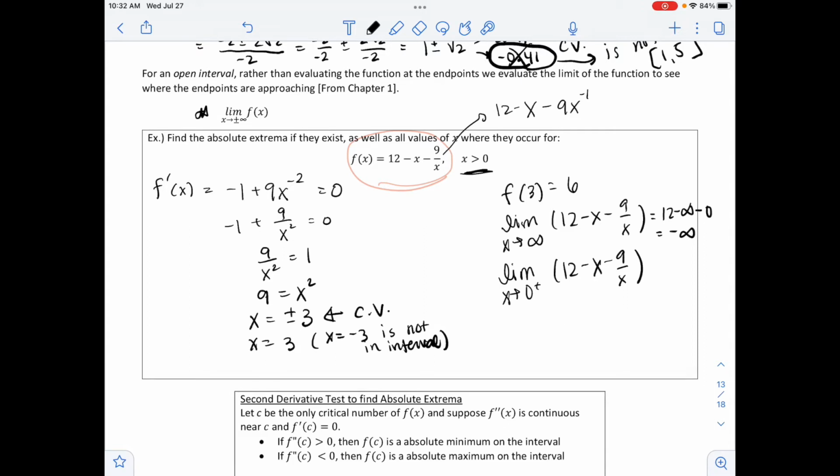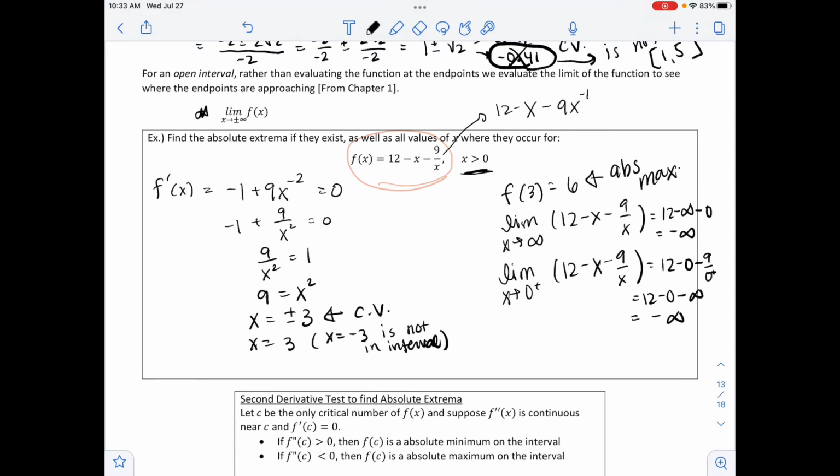And then the limit as x approaches 0 from the right of 12 minus x minus 9 over x is going to equal 12 minus 0 minus 9 over 0, and I should say from the right, that is going to be equal to infinity. So this will be 12 minus 0 minus infinity, or just equal to negative infinity. And so the largest value that we have for our y value would be 6. So this would be our absolute max.